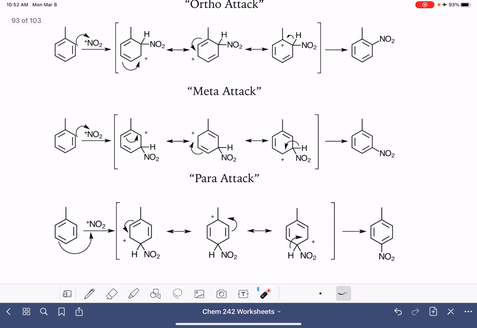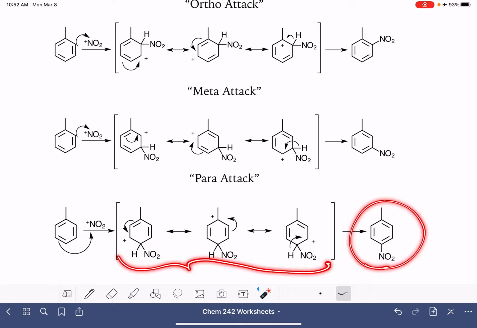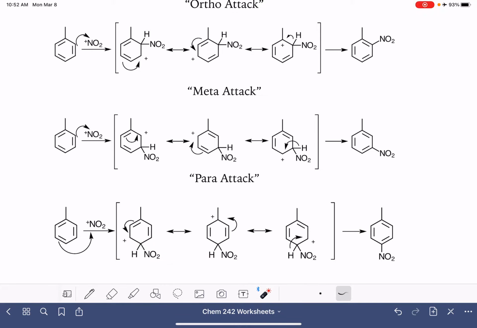And then last but not least, we want to consider the para attack. The para position is right here. So the only option we have for using a double bond would be this one right here. It's the only double bond that's associated with the para position. That's going to put our nitro group in the para spot. Same set of resonance structures. Product here at the end. So these mechanisms look a little bit different because they each have the nitro group in a slightly different spot. But in terms of the actual curved arrows and things like that, all three of these mechanisms are pretty similar.